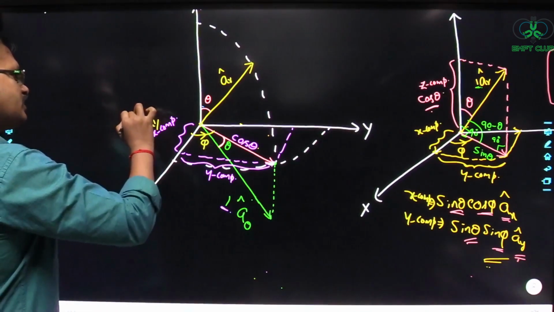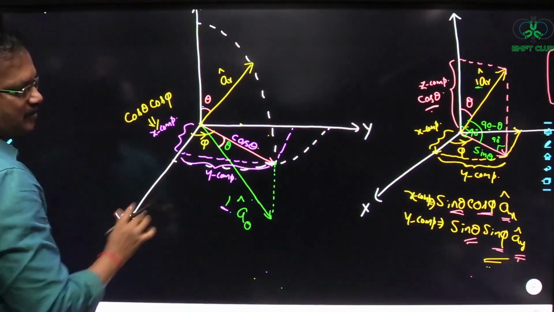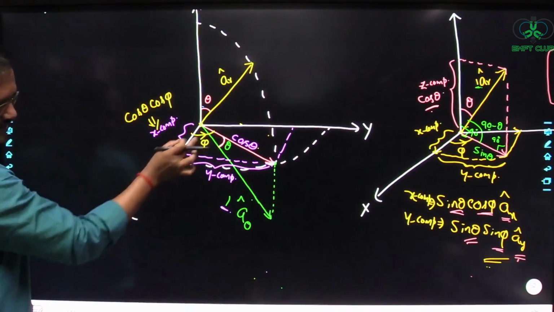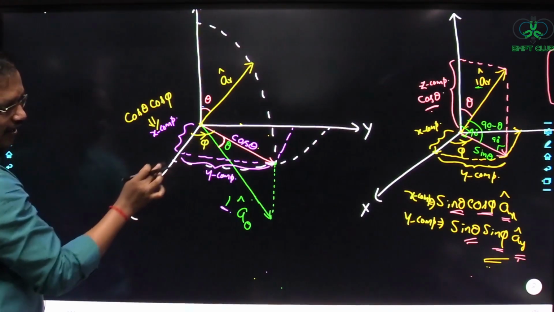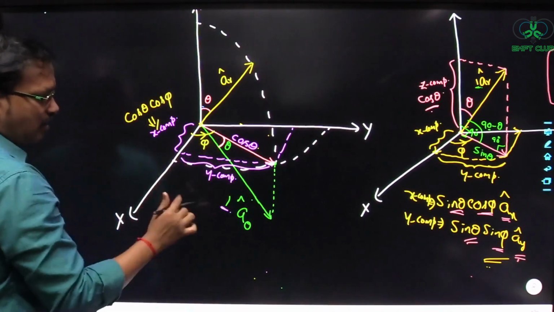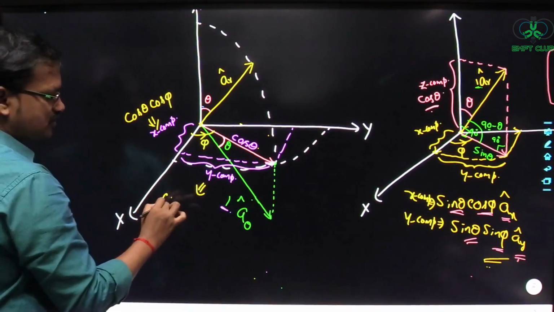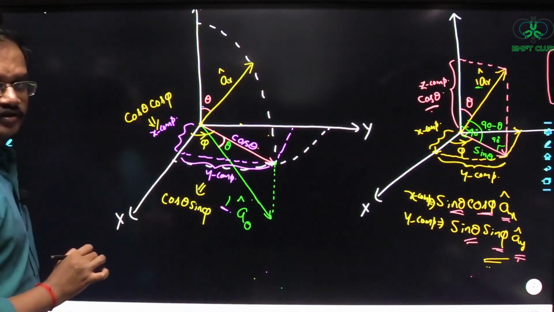Understood? So its x component will become cos theta cos phi, right? The angle between cos theta and the x axis is nothing but phi. So the component of cos theta along x is cos theta cos phi, and the component of cos theta along y is nothing but cos theta sin phi, right?